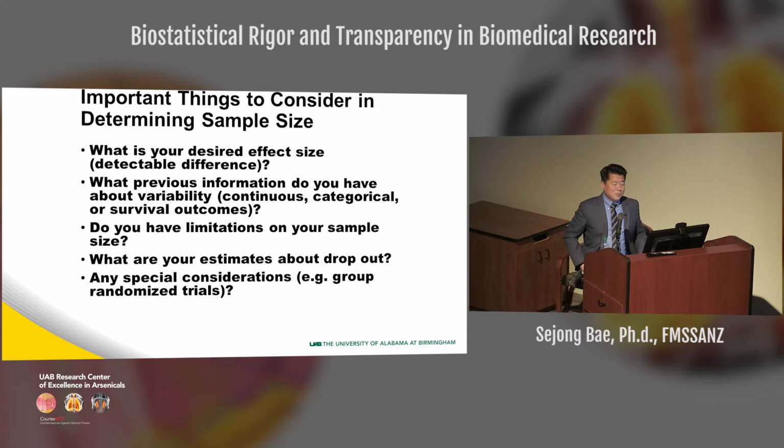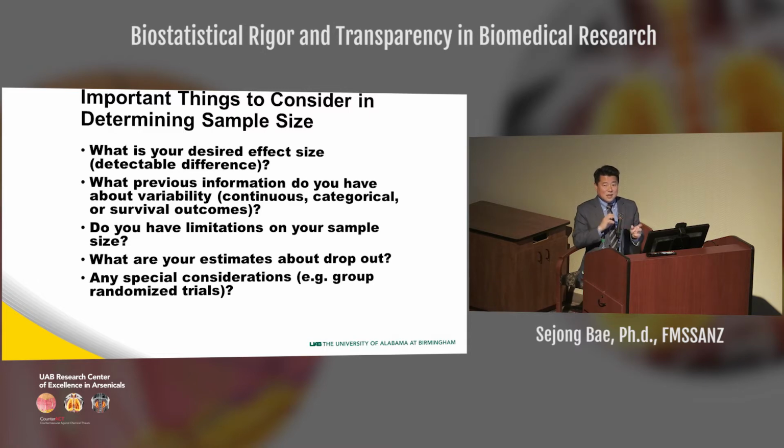And what previous information do you have about the variability? It usually comes from a previous experiment. If you do not have a source from a previous study, that variability may come from a published manuscript. And do you have a limitation on the sample size? As we discussed earlier about clinical trials, if it is a clinical trial, how many can you afford based on your budget, resources, and time duration of the study?